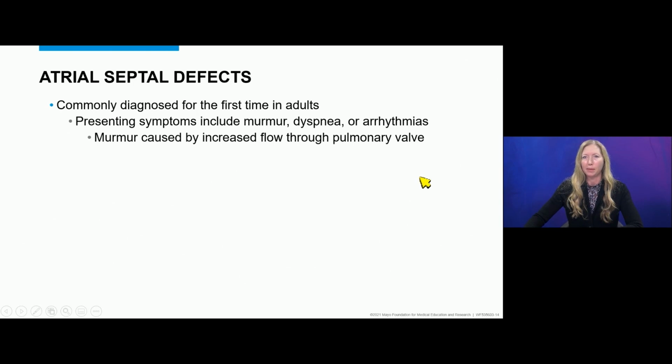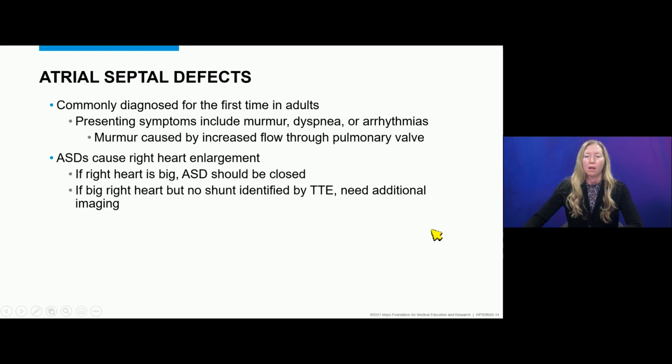Because they can develop pulmonary hypertension, or they can present with arrhythmias. Important to remember that ASDs cause right heart enlargement, and so if the right heart is big, that suggests there's a significant volume load and the ASD should be repaired. That being said, if you're seeing a patient with a really big right heart but you don't identify a shunt, you need to perform additional imaging to rule out an ASD.